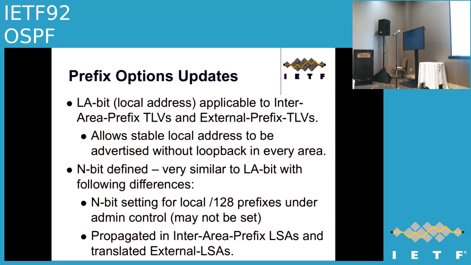This one is similar to the LA bit, but it was different enough that we need a new bit. And this one is similar, but it's under administrative control. You don't need to set the LA bit, whereas today for the LA bit, you don't need to set the N bit. It says you should set it if it's /128 or flatter, whereas this one is under administrative control. The other difference, and this is again from the prefix objectives, is that it will be propagated across area boundaries. So not only your own local addresses, but if somebody else advertises one, propagate it.